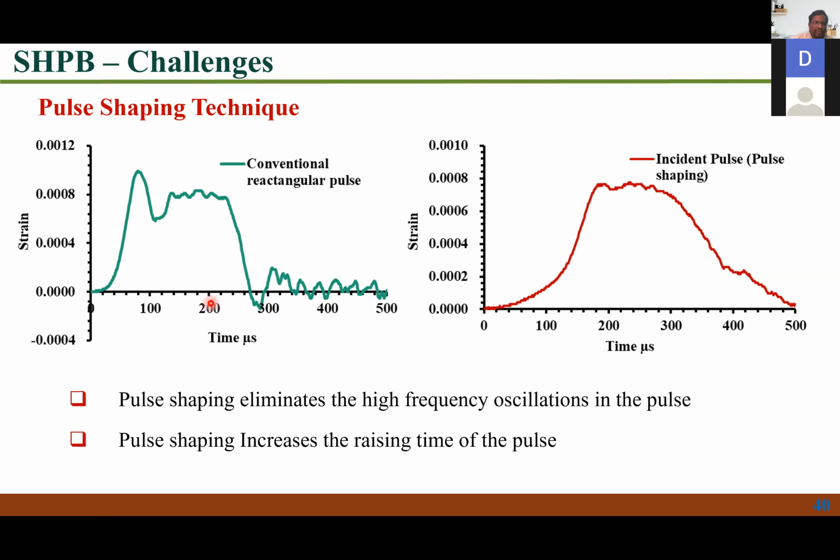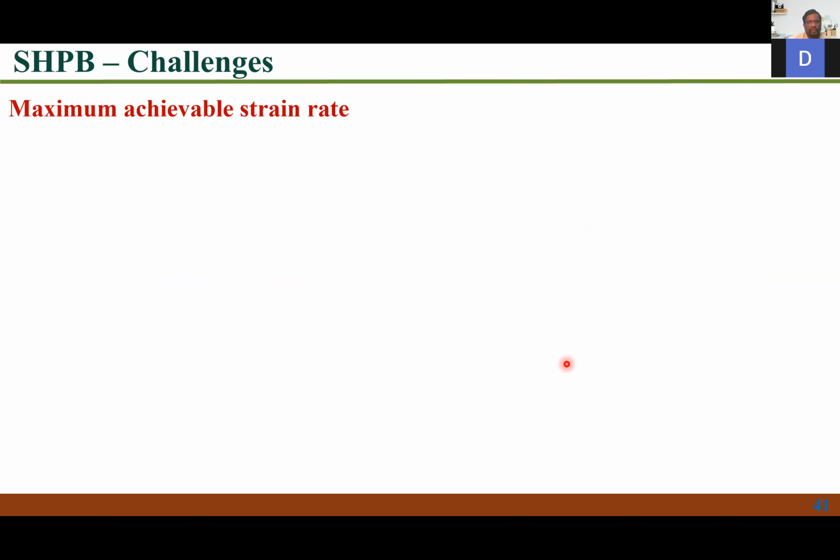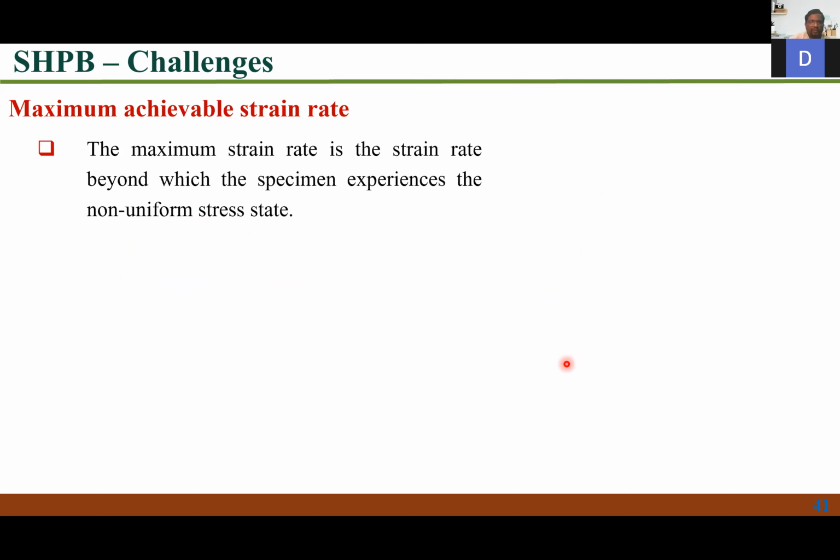So what we really do: without pulse shaping, if I look at the strain history on the incident bar, you see that there are a lot of high frequency oscillations. When I use pulse shaping, I get a nice trapezoidal strain history with a very high rise time. You can see that these oscillations are all eliminated by using pulse shaping. These are some of the challenges, because you need to achieve dynamic equilibrium and a uniform stress state. So we need to play with these parameters to achieve the exact uniform stress state.